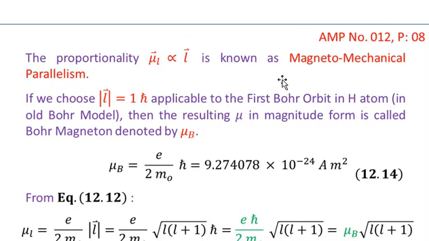So this proportionality is known as the magnetomechanical parallelism, because later we shall see that it has an analog in the mechanical gyroscope. That is why we call it the magnetomechanical parallelism. That is, it is parallel to the mechanical gyroscope in principle, which we shall see shortly. So this proportionality, mu L proportional to L, is known as the magnetomechanical parallelism.